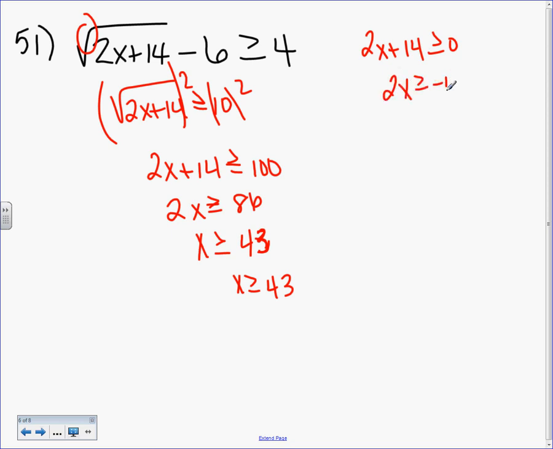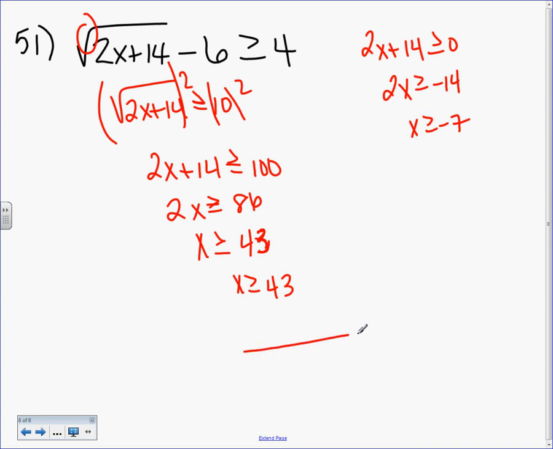Subtract the 14, divide by 2, and we get x is greater than or equal to negative 7. Yes, that's true. Okay. There's a million different ways to do these, but I always teach you the one way that works every time. We can kind of think this through and get to the answer quicker than what I'm going to tell you right now, but for the sake of time and because it's the first day, I'm just going to show you what always works, okay?